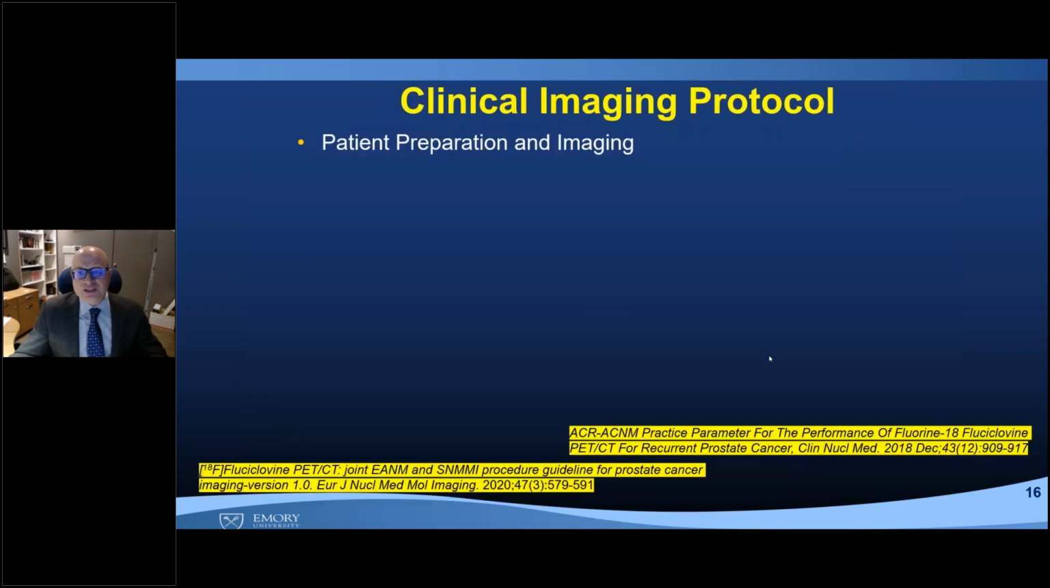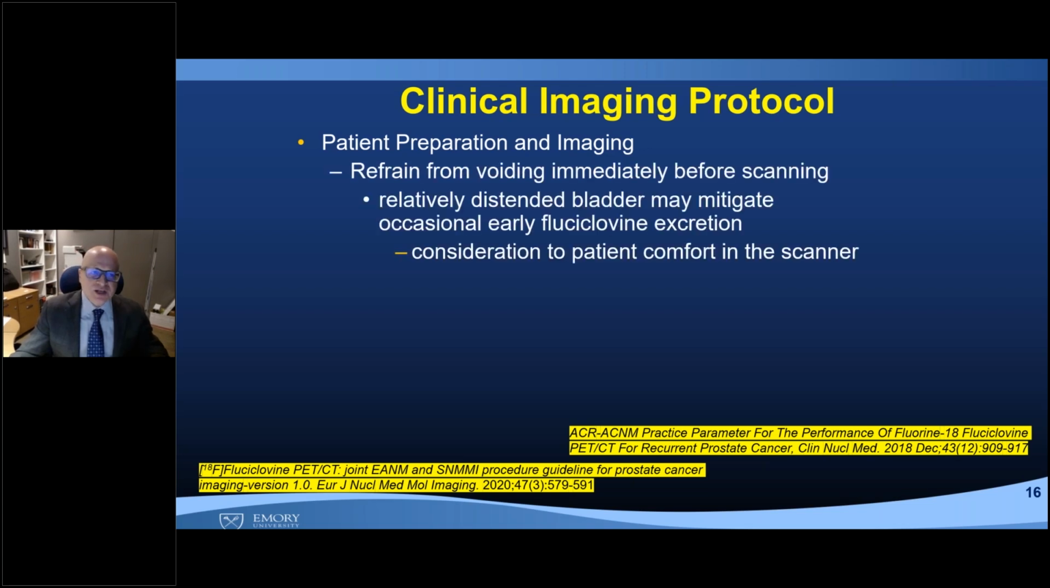Now we're going to get into the more practical aspects. First, the clinical imaging protocol. There are some very good detailed documents available, like the ACR ACNM practice parameters and the joint EANM SNMMI procedure guidelines. I'm going to refer you to those, but I'm going to emphasize a couple points.